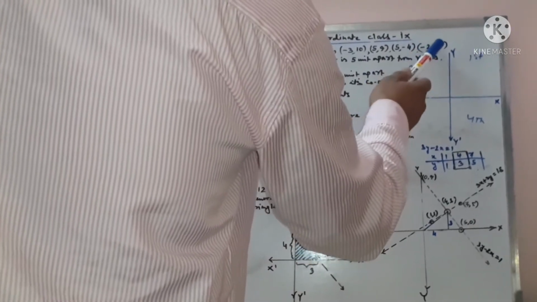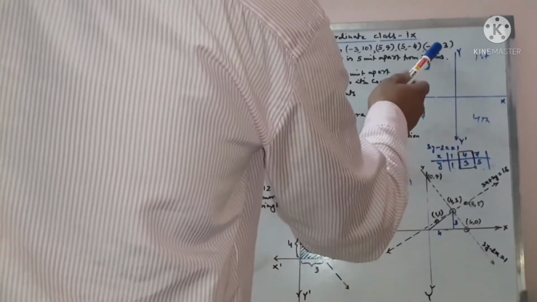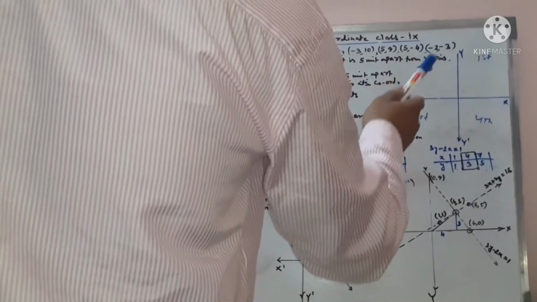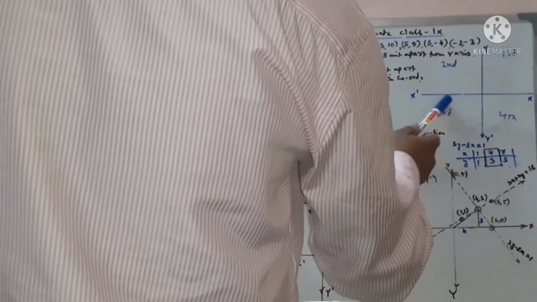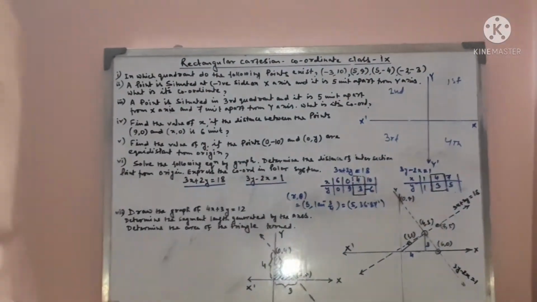And then the fourth point is (-2, -3), both abscissa and ordinate are negative, so the point will be situated in the third quadrant. So the point (-2, -3) will be situated in the third quadrant.